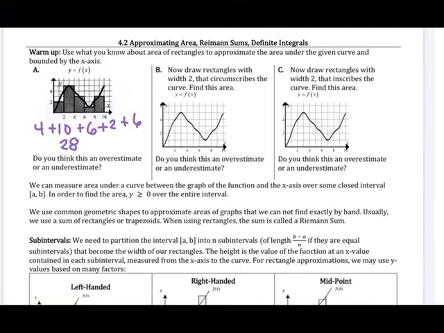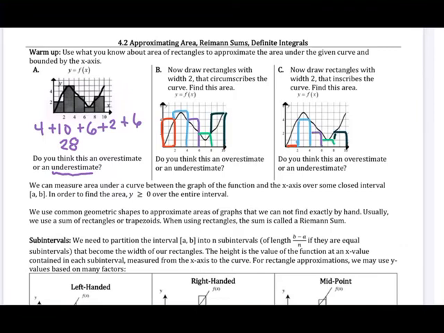Now, whether or not you think this is an over or underestimate is up to you. I think it's pretty hard to tell. It's probably pretty close to an estimate based on the part that's outside, but I would say it's probably an underestimate, but this is just a guess here.